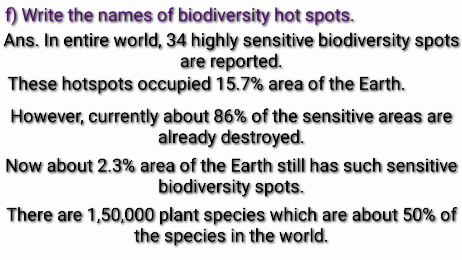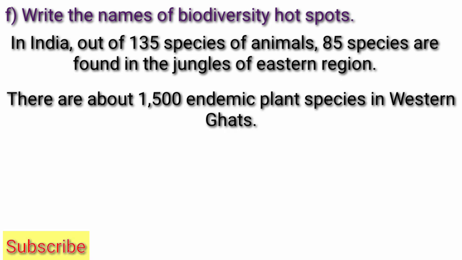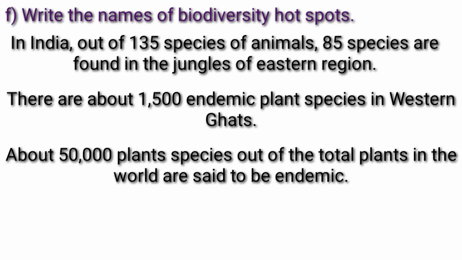There are 150,000 plant species, which are about 50% of the species in the world. In India, out of 135 species of animals, 85 species are found in the jungles of the eastern region. There are about 1,500 endemic plant species in the Western Ghats. About 50,000 plant species out of the total plants in the world are said to be endemic.